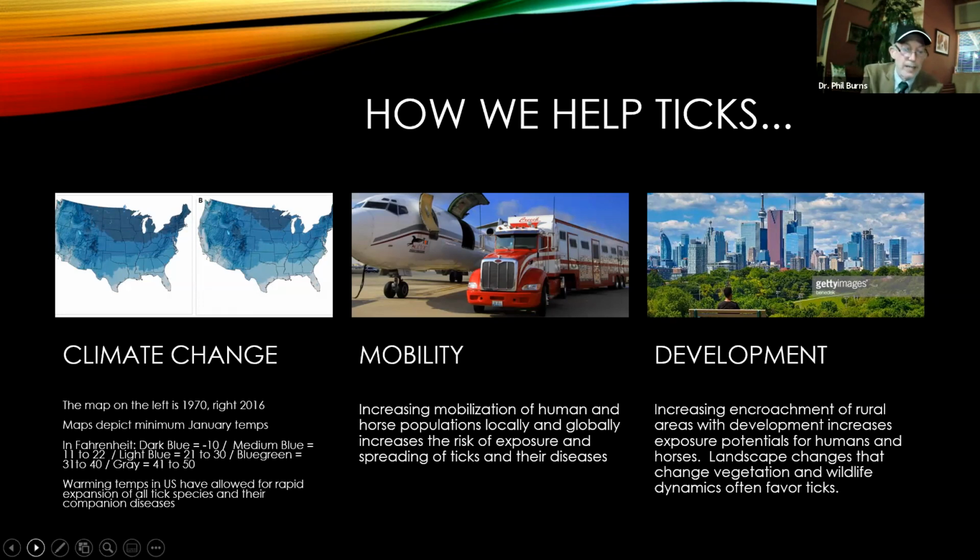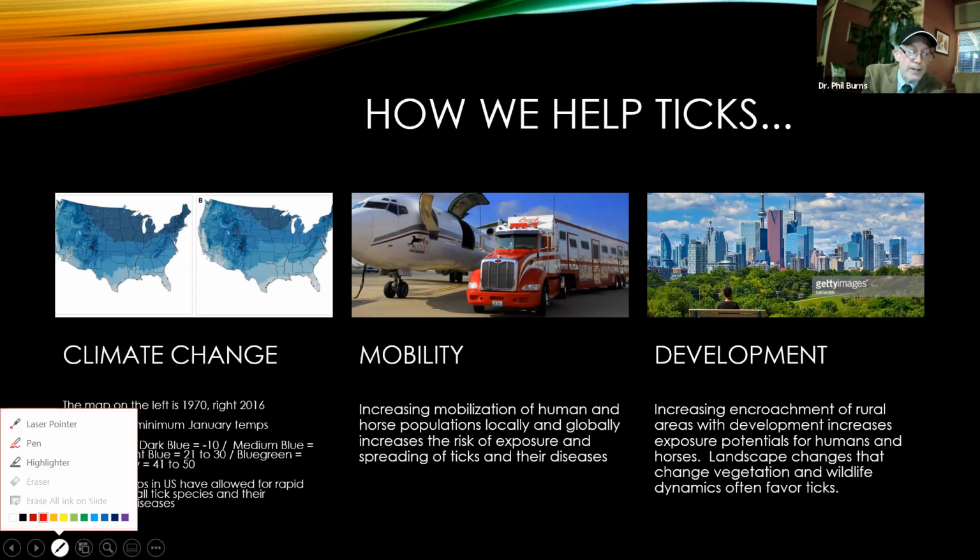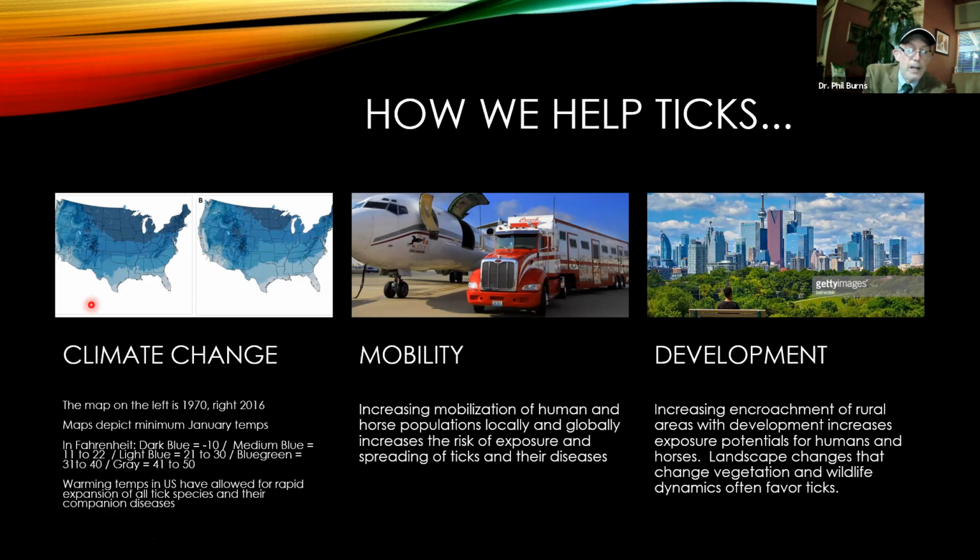What I want you to look at here is this map of the US. You don't have to read the print, but it's from 1970, and this is 2016 to the right. What I really want you to see is the darkest area refers to temperatures in January that reached -10 degrees. And you can see in about 46 years, this line has crept quite a ways further north. So that's indicative of climate change.